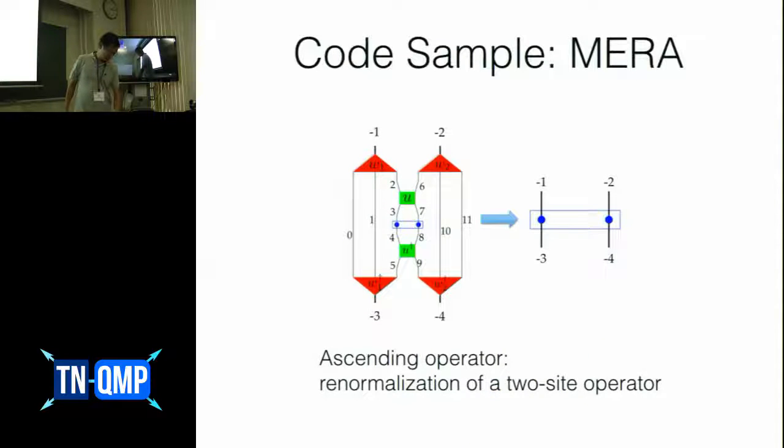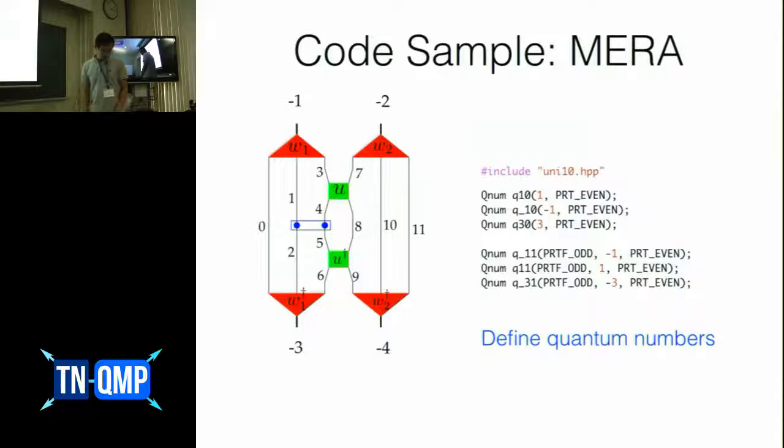So just to give you some examples. This is a part of the mirror operation. This is an ascending operator. It is basically the remodelation of a two-site operator, say a two-site Hamiltonian. And you want to contract this to get this. This is a C++ sample.